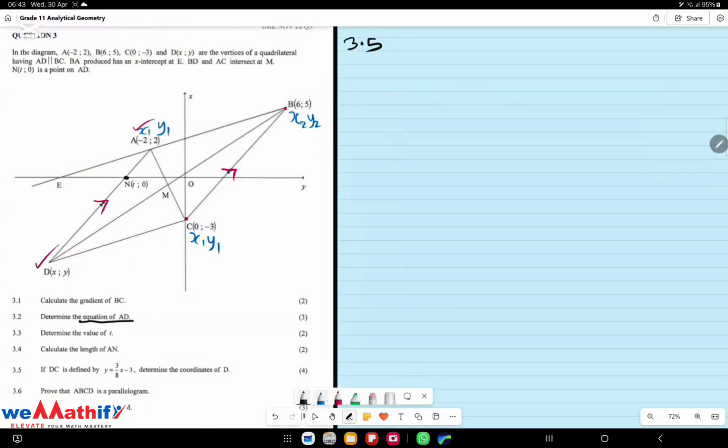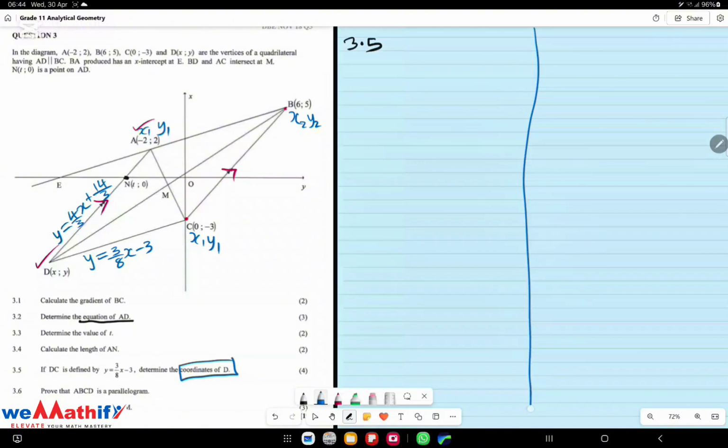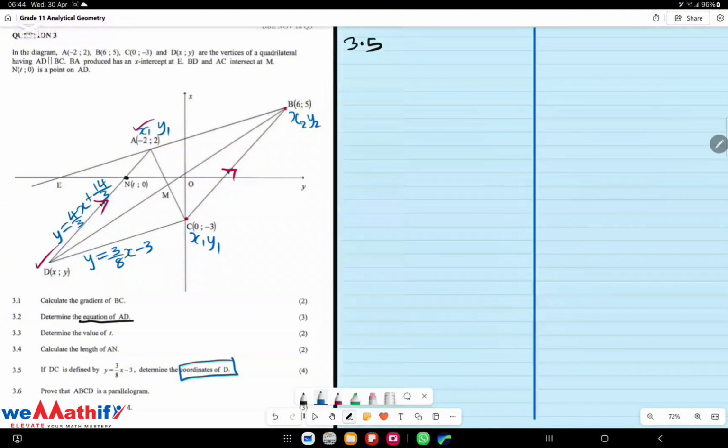Right, from the looks of things, the examiner is leading us. We've just been given the equation of DC. This means that it has a big part to play in helping us determine the coordinates of D. And also, taking into cognizance the fact that we just found the equation of AD a bit earlier, if I were to describe D, I would say D is a point of intersection between AD and CD. So as with all instances of points of intersection, we need to equate the two graphs and solve simultaneously for x and y. So I'm just going to take the equation of AD.